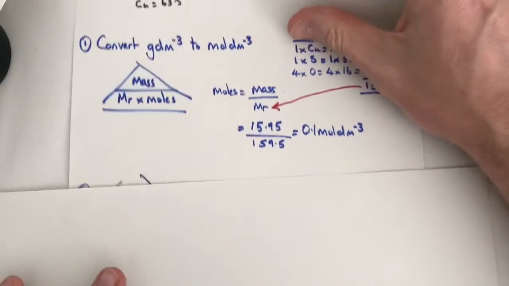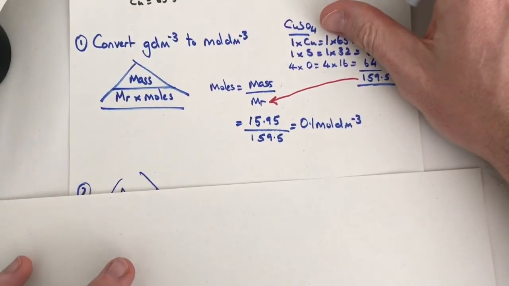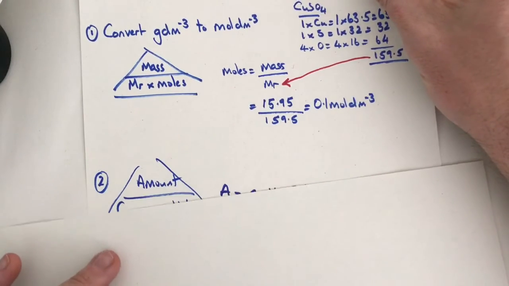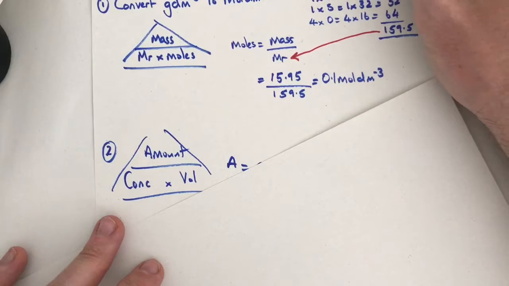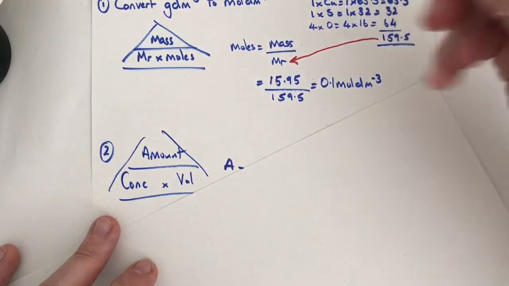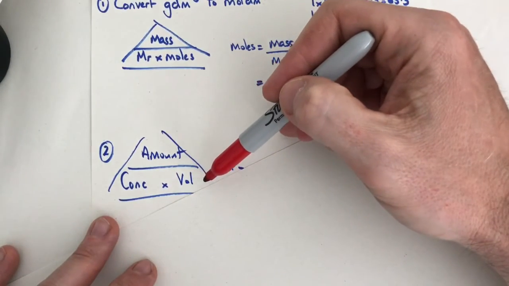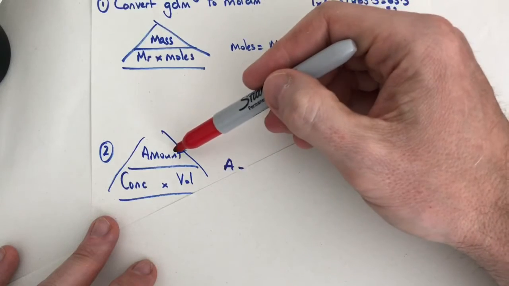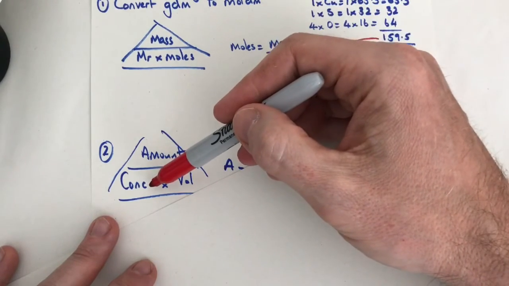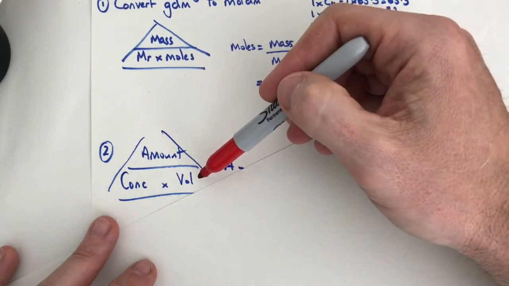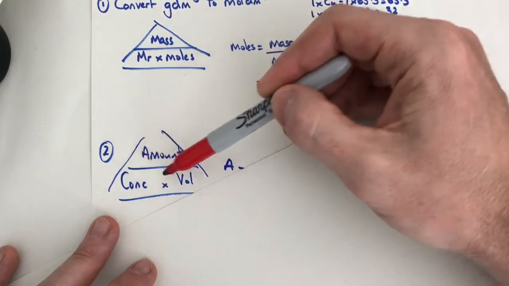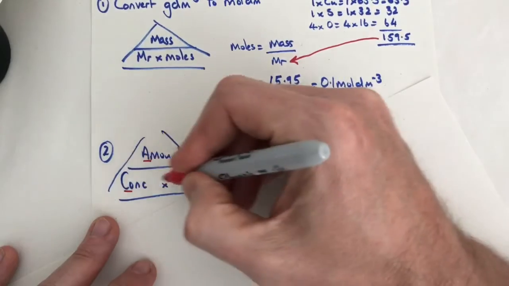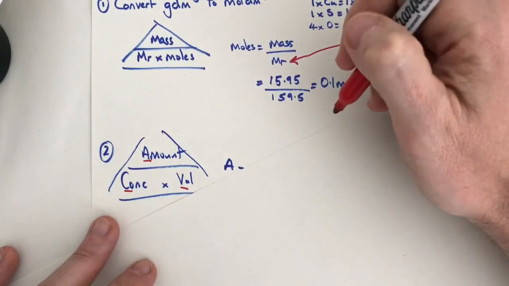Stage two is using a triangle that we might not be familiar with, so I'm going to talk to you about this briefly. This is the triangle we're going to use to link concentration to the amount and volume. So I've got amount, the concentration, and volume. This is the relationship. I have to remember this as a chicken vindaloo, using the first letters to remind me, to get the order right.